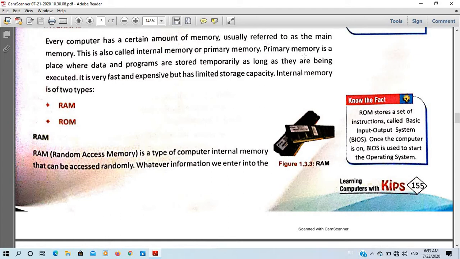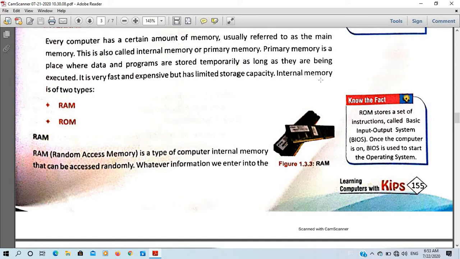Primary memory is the place where data and programs are stored temporarily, or as long as they are being executed. So this primary memory contains the data not permanently but temporarily. It is very fast and expensive but has limited storage capacity. So internal memory, whether it is ROM or RAM, has very limited capacity. It is only for giving you the main or important information.